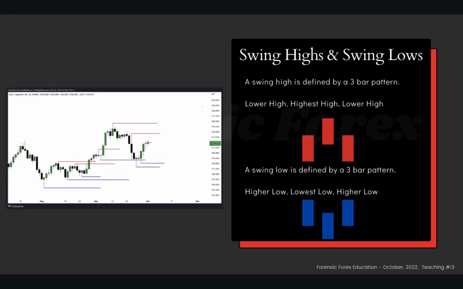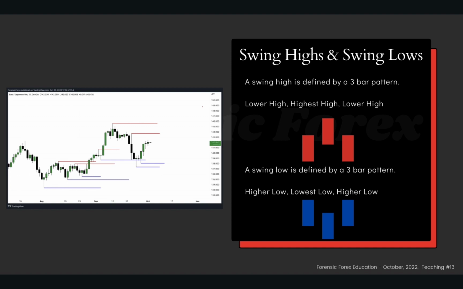Before we get into the high probability scalp model, we're going to speak about swing highs and swing lows because they pertain to the model. A swing high is defined by a 3-bar pattern, or a 3-day pattern, which essentially means there's a lower high on the left, a highest high in the middle, and then a lower high on the right. The same can be said vice versa for a swing low.